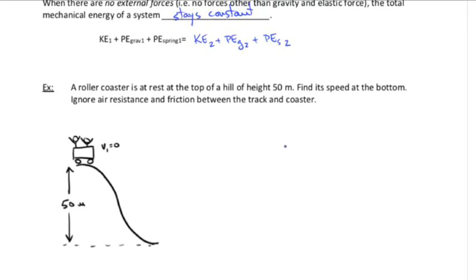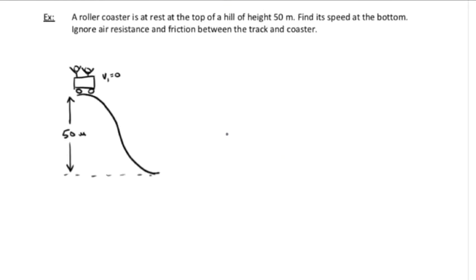Let's take a look at an example. We've got a roller coaster at rest at the top of a hill of height 50 meters, and we're asked to find the speed at the bottom and told that we can ignore air resistance and friction between the track and the coaster. Let's think about the forms that energy takes in this problem. At the start of the problem, the coaster is at rest, and it only has gravitational potential energy. Whereas at the end, if we set the reference height to where the coaster ends up, then it only has kinetic energy.